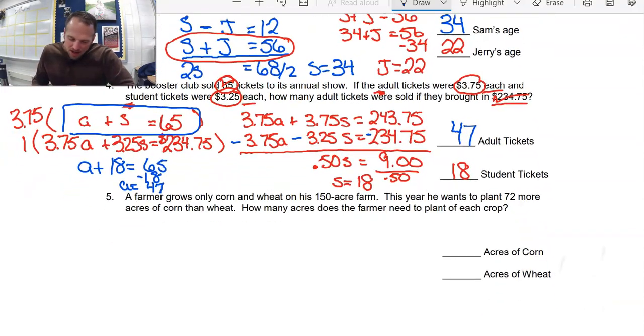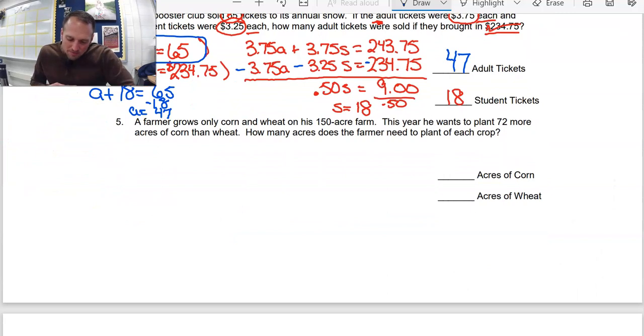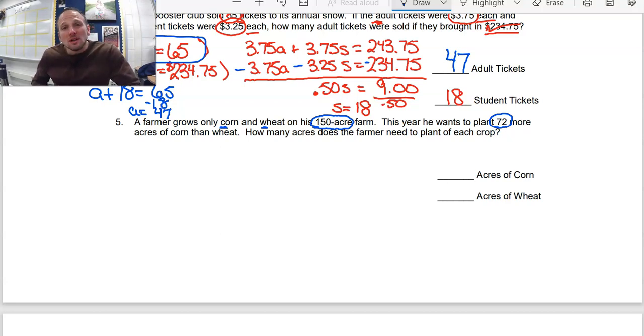All right. Let's look at this one, number 5. A farmer grows only corn. That's going to be one of our variables, and wheat. That's going to be another variable on his 150-acre farm. That looks like math. This year he wants to plant 72 more acres of corn than wheat. How many acres does the farmer need to plant of each crop? Okay. As long as I've been teaching this problem, I've been struggling to find an easy way to explain this. All right, but let me take a shot at this.